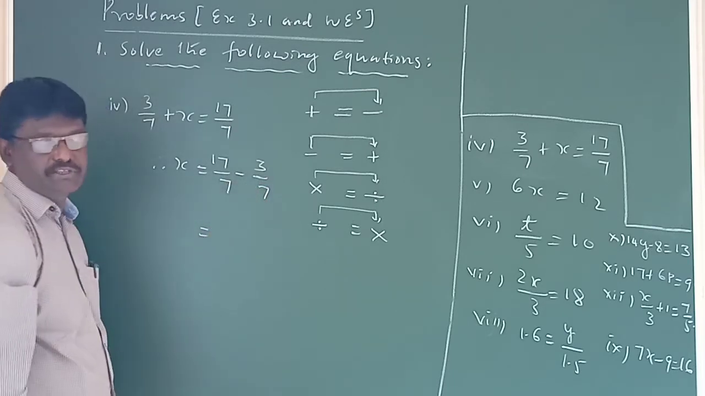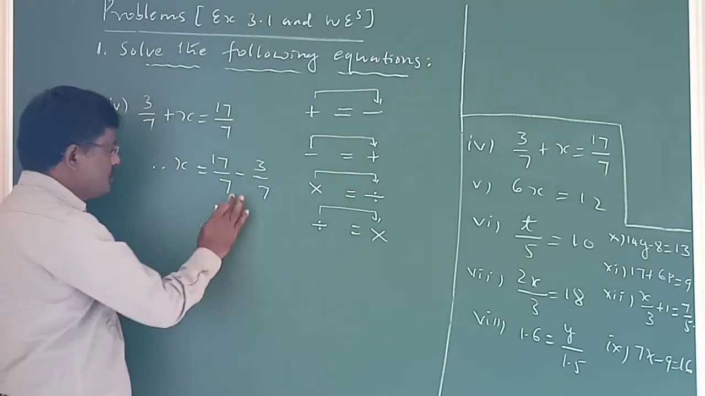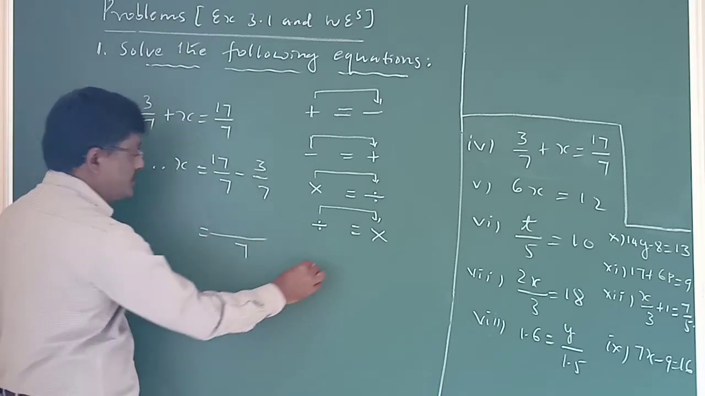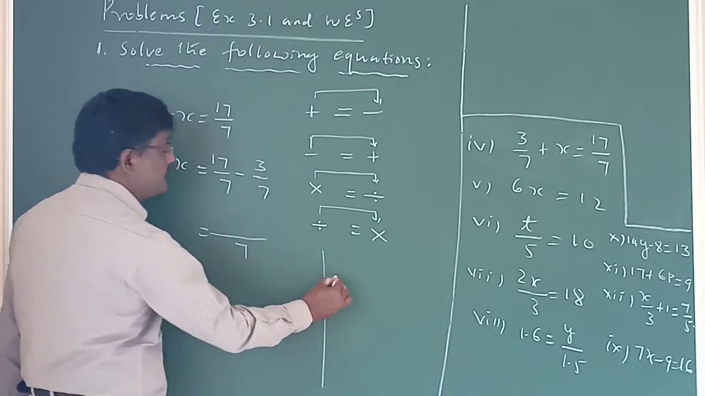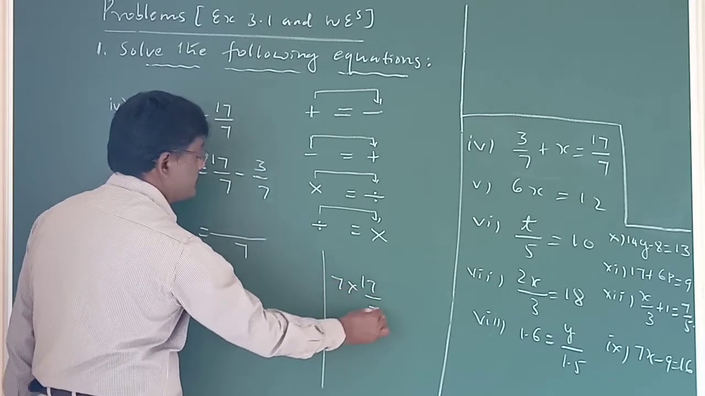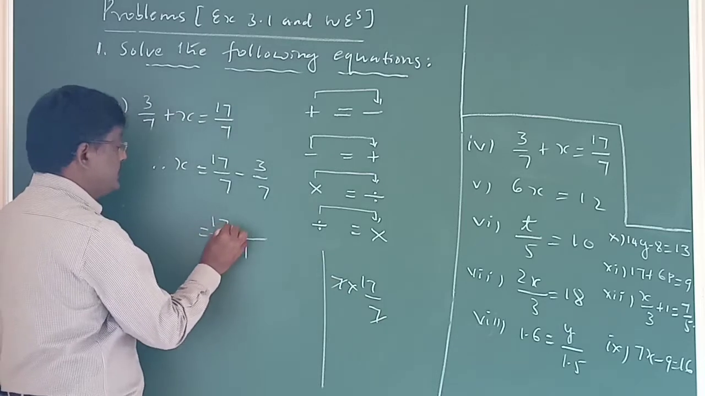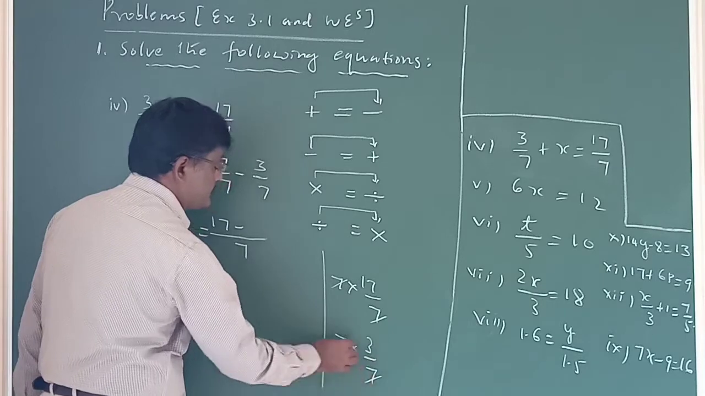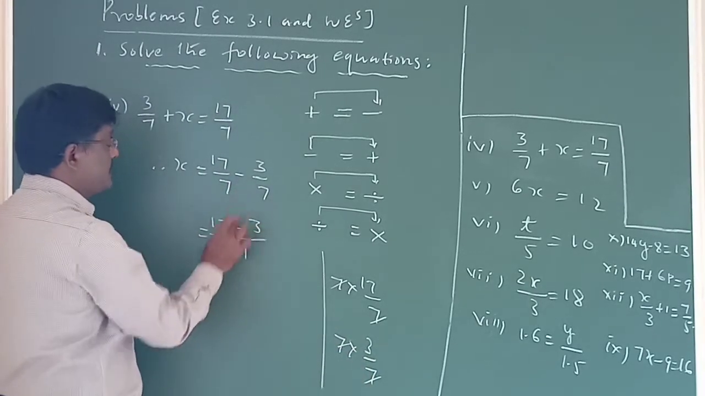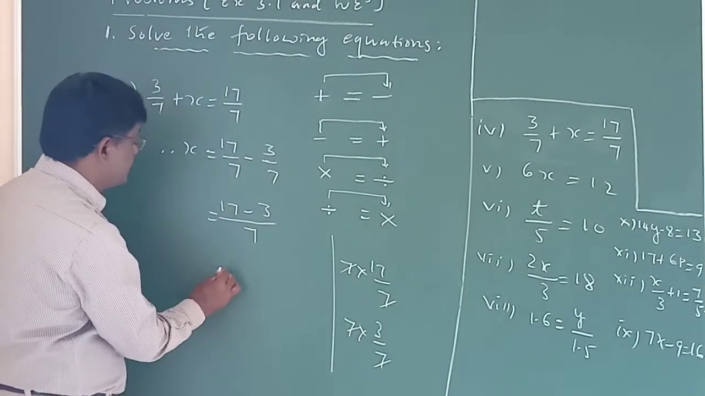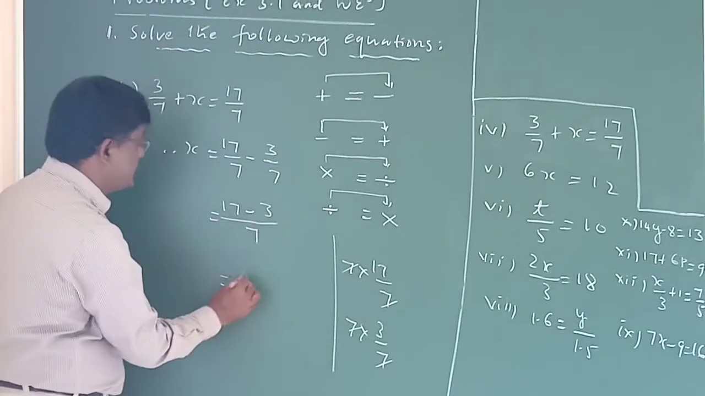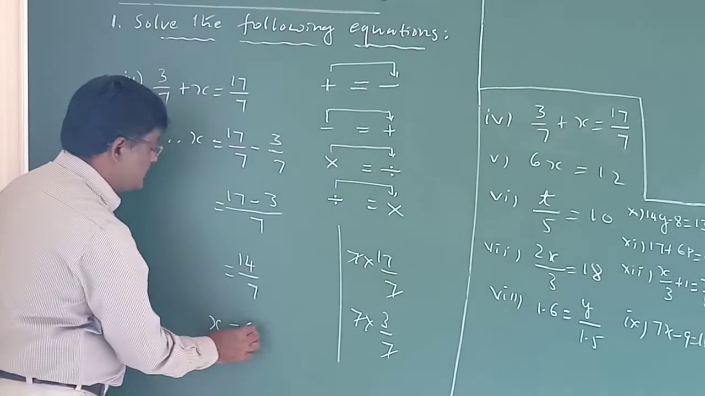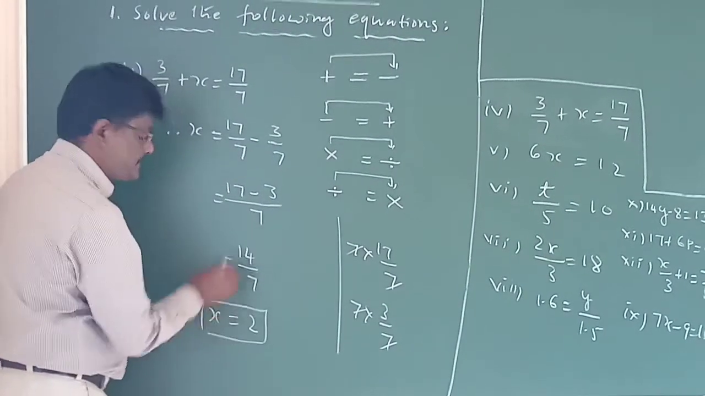Whenever we have two fractions, or more than 2, go for LCM. What is the LCM? 7 and 7 means the LCM is 7. LCM 7. 7 into the first fraction gets cancelled, 17 minus LCM into the second fraction, 3. Why minus? Because here we have minus. Therefore, 17 minus 3 is 14. 14 by 7. Thus, x equal to 2. Okay.